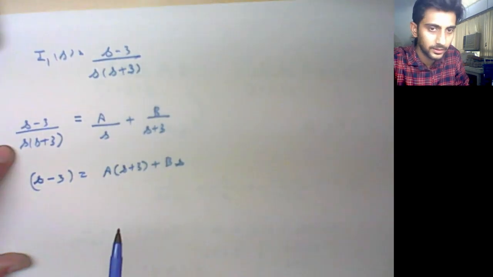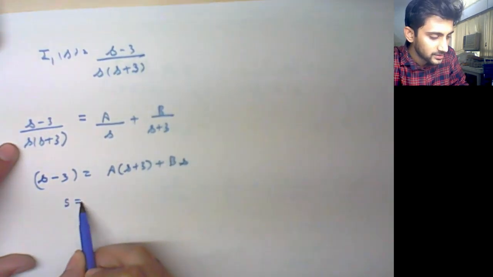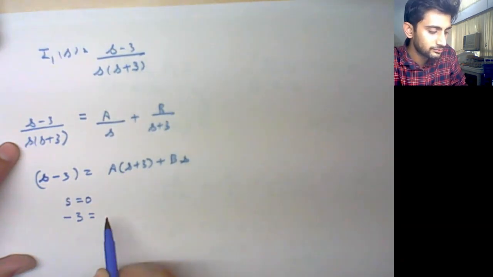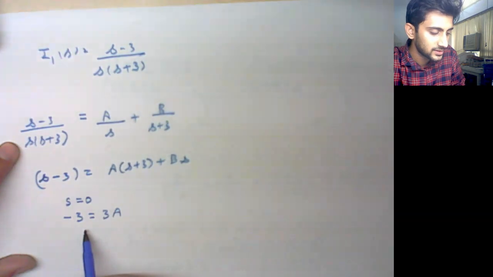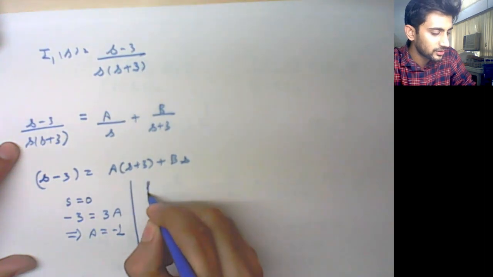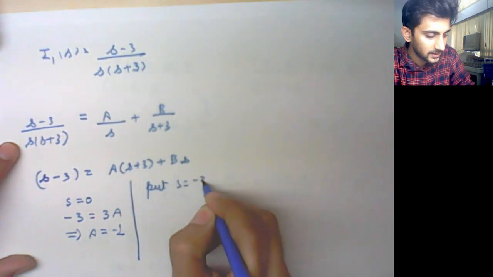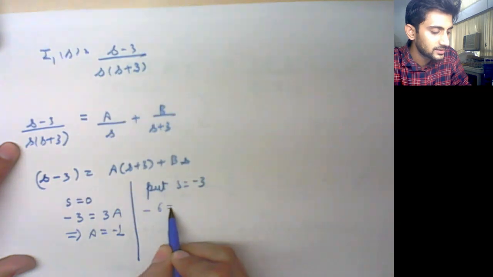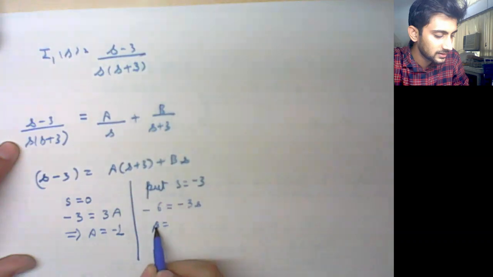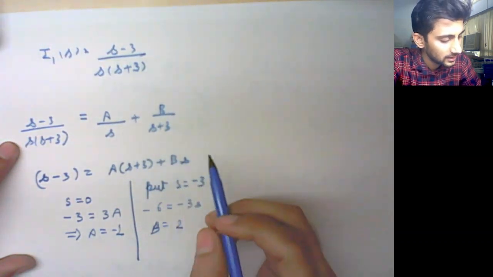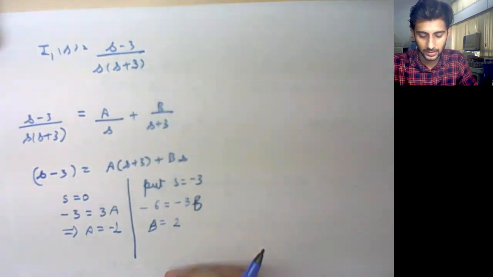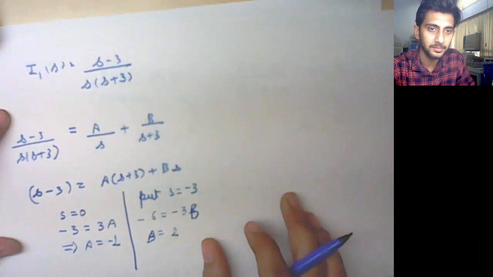So this is what we are going to get. Putting S equals 0, we will get the value of A. Putting 0, we get minus 3 is equal to 3A, which implies that A has to be equal to minus 1. Similarly, if we put S equals minus 3, we get minus 6 is equal to minus 3B, and it would give you that B equals 2. So you get your value of A equals minus 1, B equals 2.